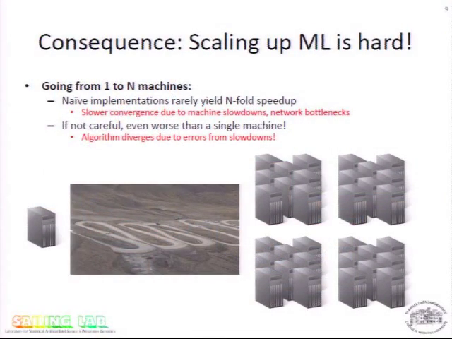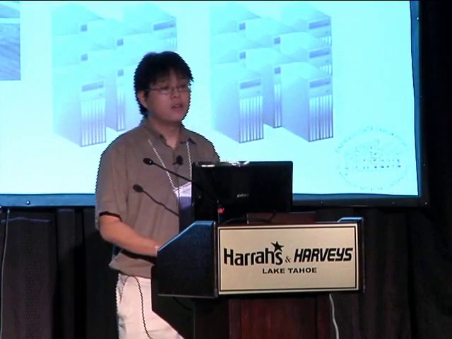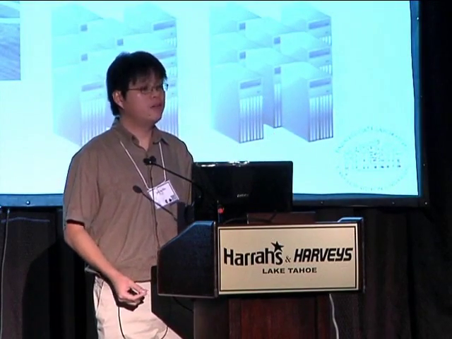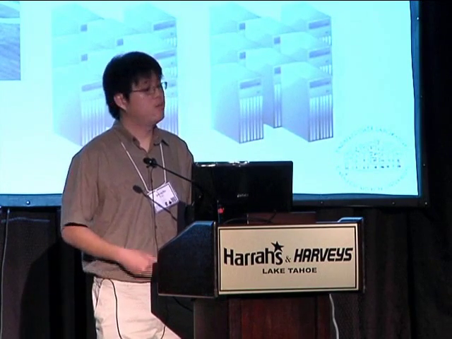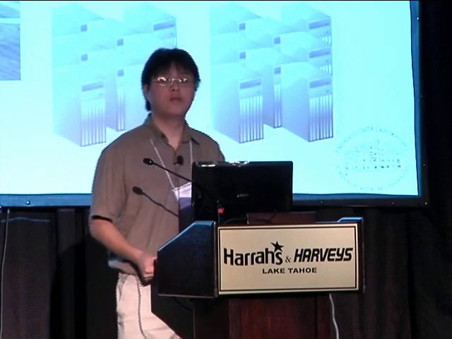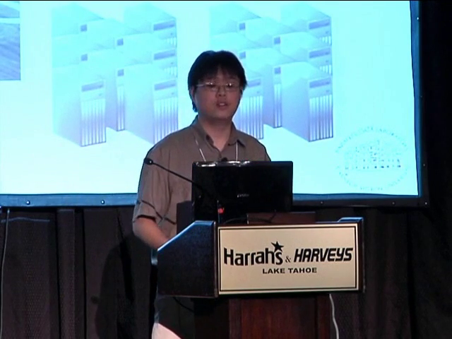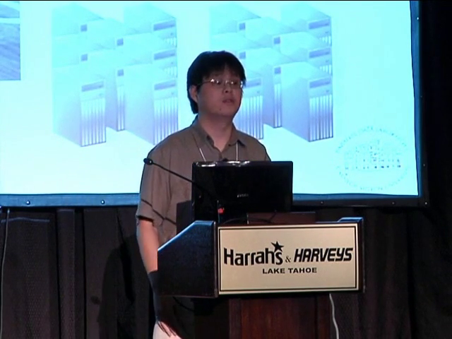As a consequence, scaling up ML is a hard problem. Going from 1 to n machines rarely yields an n-fold speedup if you do it naively. That's because you get slower convergence due to machine slowdowns and network bottlenecks. And if you're not careful, you can do even worse than a single machine. You can diverge due to all these accumulated errors from the slowdowns.